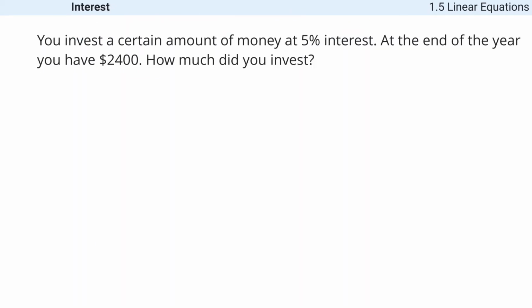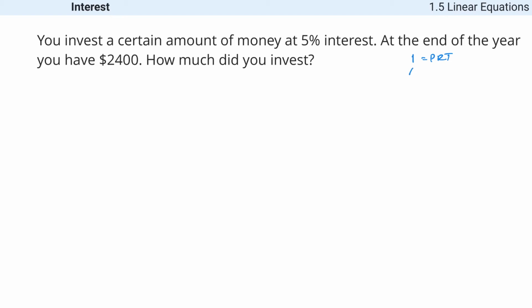Okay, so there's an example. I'll do a couple more. So I've got some money to invest, and I invested at 5% interest. At the end of the year, I've got 2,400 bucks. So how much did I invest? Okay, well, I might have to use a formula like this, interest equals PRT.